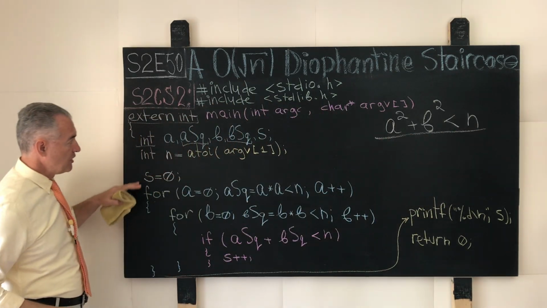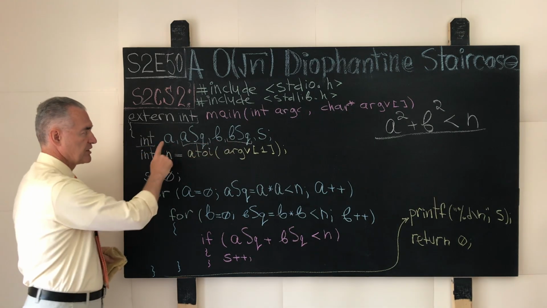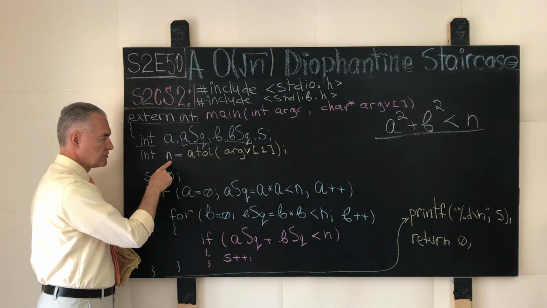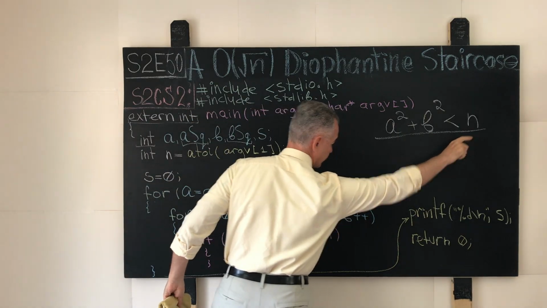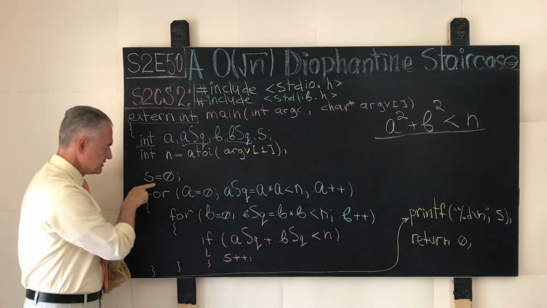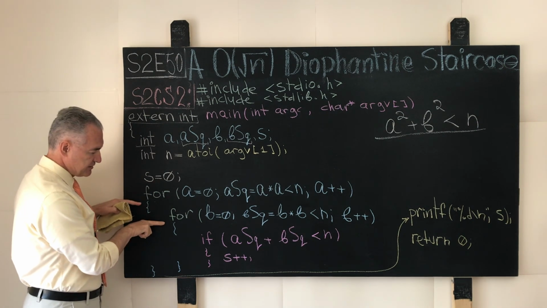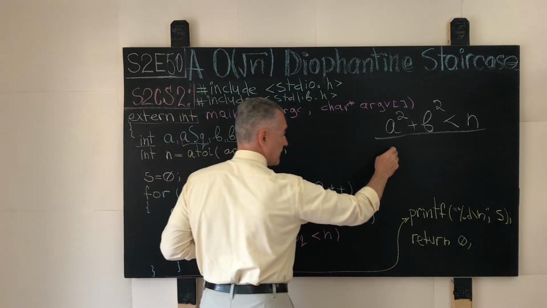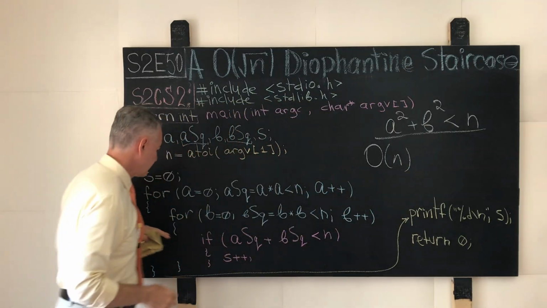In other words, we create four variables: A and B, A squared, B squared, and S. Another variable, n, which is our upper bound. Then we initialize the total count, the output of the algorithm, to 0. And this is the overall structure of our big O of n. We will understand in a second where it came from.